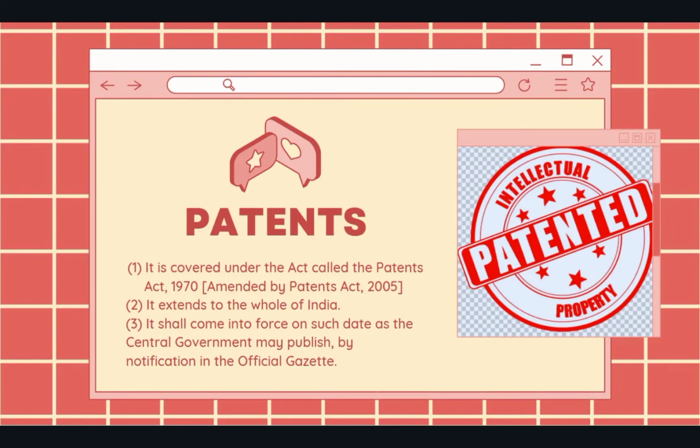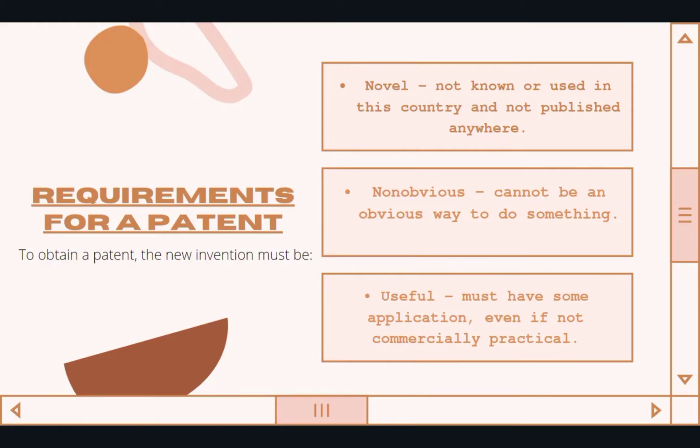Patent is covered under the act called the Patents Act of 1970. It extends to the whole of India. It shall come into force on such dates as the central government may publish by notification in the official gazette. So what are the requirements for a patent?